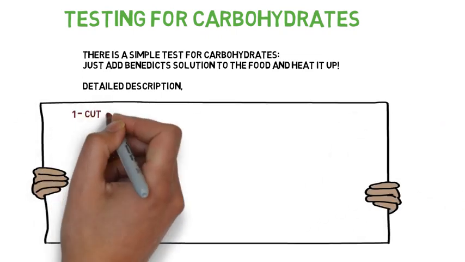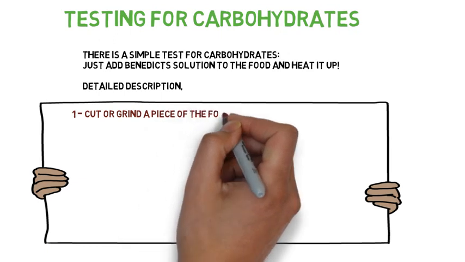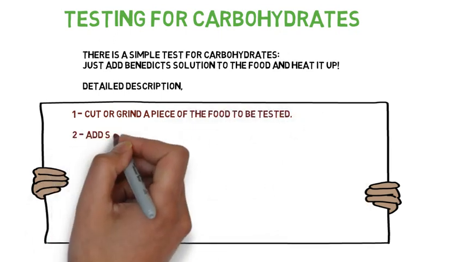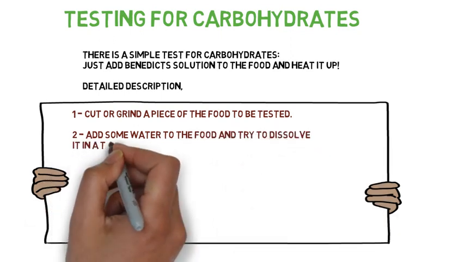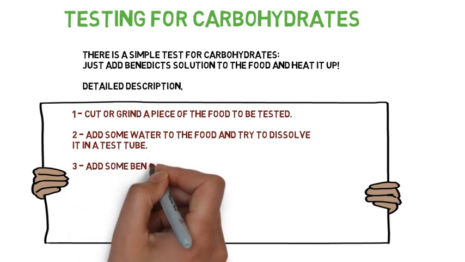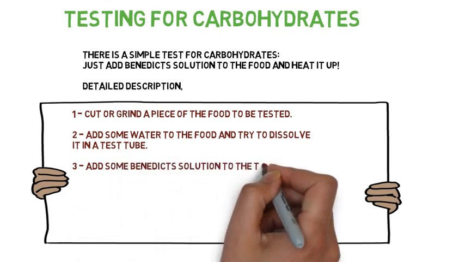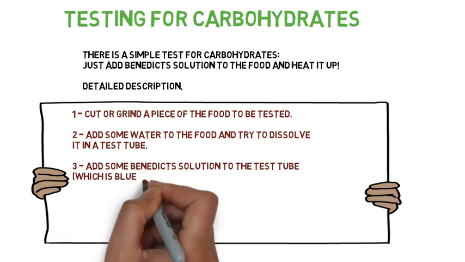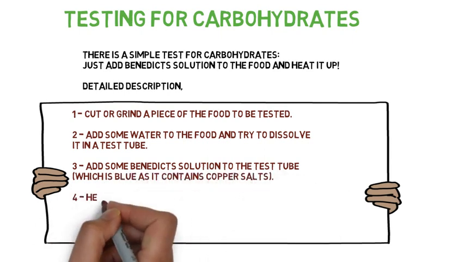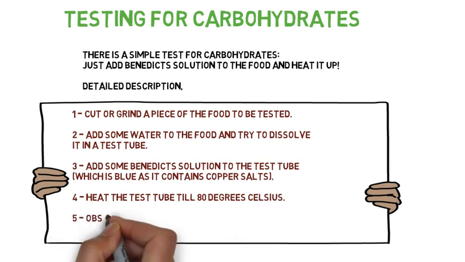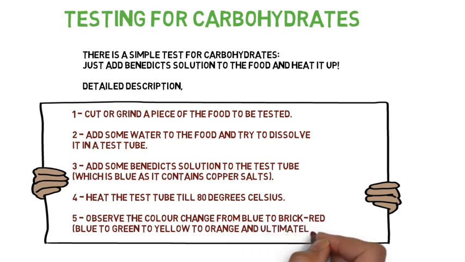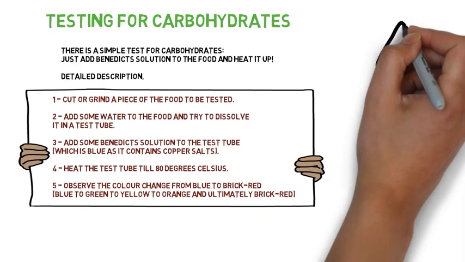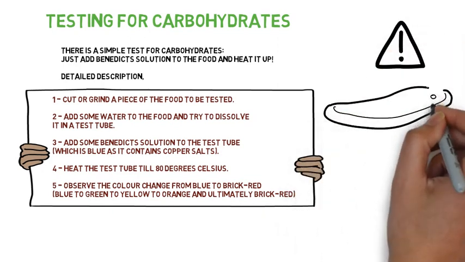1. Cut or grind a piece of the food to be tested. 2. Add some water to the food and try to dissolve it in a test tube. 3. Add some Benedict's solution to the test tube, which is blue as it contains copper salts. 4. Heat the test tube until it is 80 degrees Celsius. Observe the colour change from blue to brick red, blue to green to yellow to orange, and ultimately brick red. Safety precaution, however, use a water bath to heat the test tube.